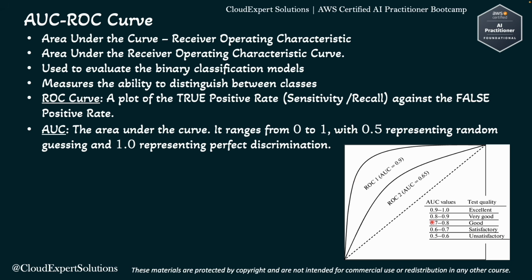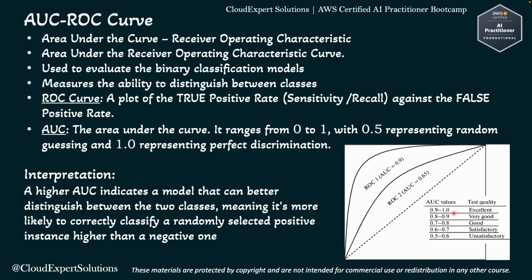Here are some statistics. If the area under the curve value is between 0.5 to 0.6, that means your model performance is unsatisfactory. If it is between 0.7 to 0.8, it is good. If it is above 0.9, it is excellent. A higher area under the curve indicates a model that can better distinguish between the two classes, that is spam versus not spam, meaning it's more likely to correctly rank a randomly selected positive instance higher than a negative one.